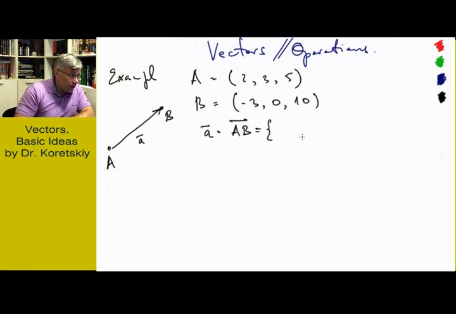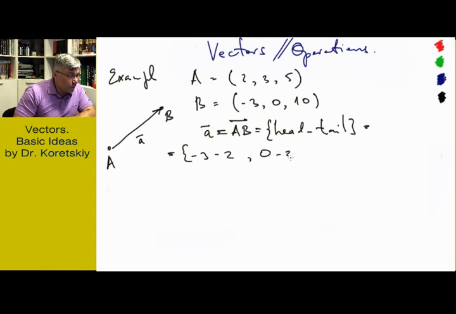And to define the components of the vector A, you have to take from the coordinates of the point B the coordinates of the point A. So head minus tail, and we have here A tail, B head, so we have -3 minus 2, 0 minus 3, and 10 minus 5. Consequently, we have -5, -3, 5 coordinates.